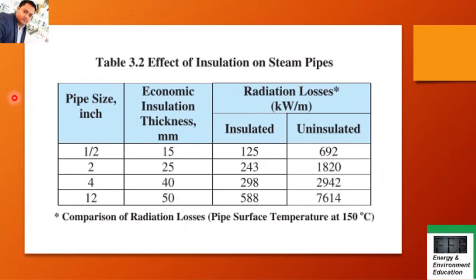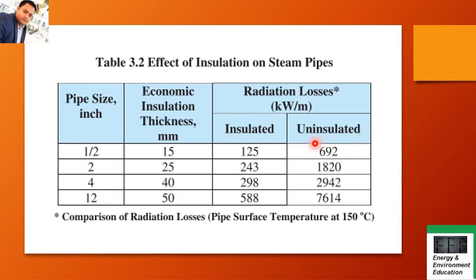So this is an important table, friends, that you should understand: the effect of insulation on steam pipes. You can see here how the insulation impacts the steam pipe. You can see the radiation losses going on if it is insulated and if it is uninsulated, so both aspects are given here. For example, the pipe size is ½ inch, and the economic thickness of the insulation is given here as 50 mm. In that case, if it is insulated, you will have this much heat loss or radiation loss. But if it is uninsulated, you will have 692. So you can see the difference here between the insulated and the uninsulated pipes.